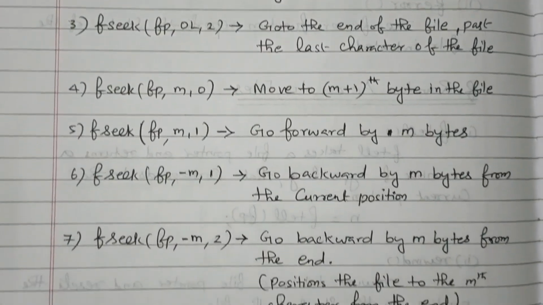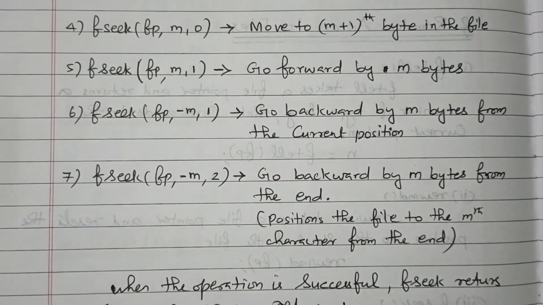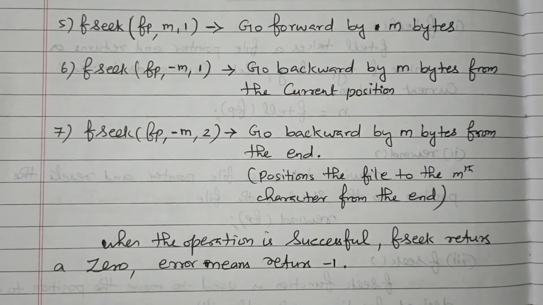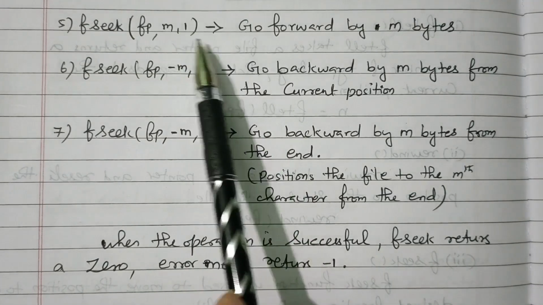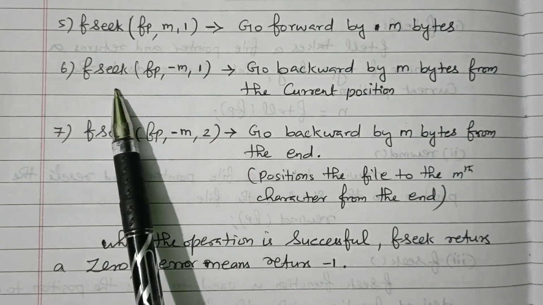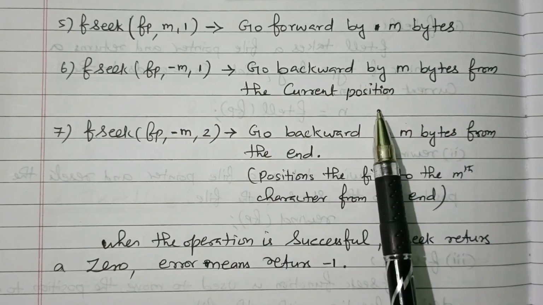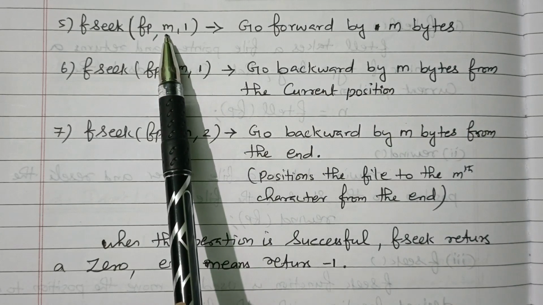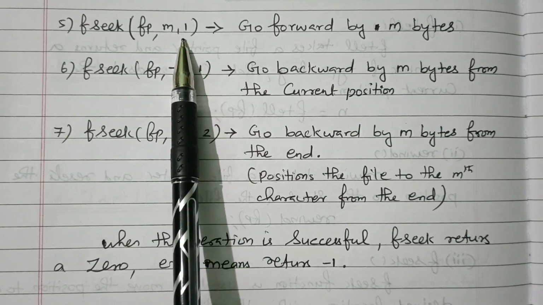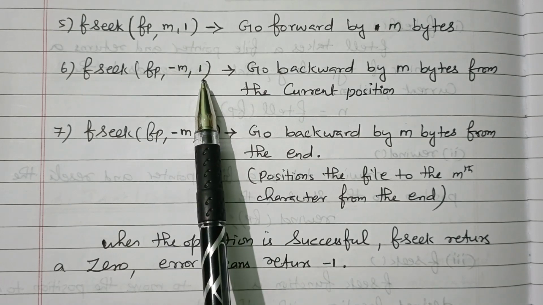Now we will see some more functions available. fseek(fp, m, 1), go forward by m bytes. Go forward, 1 refers to forward. fseek(fp, -m, 1), go backward by m bytes from the current position. So for m, we already know that with 0 it will go to the m+1 byte, the particular position. This 1 refers to go forward. Minus m with 1 refers to go backward.